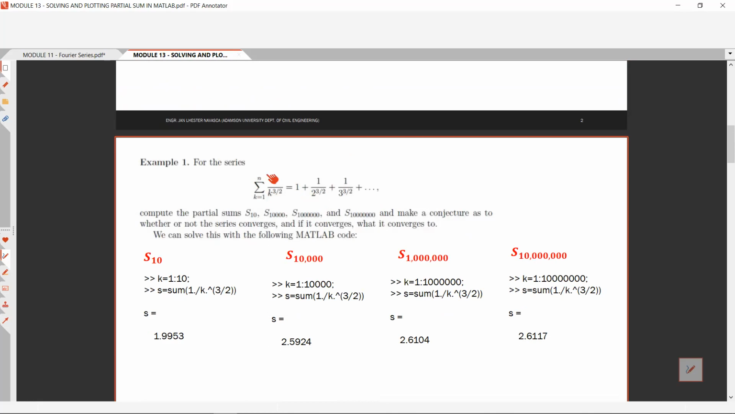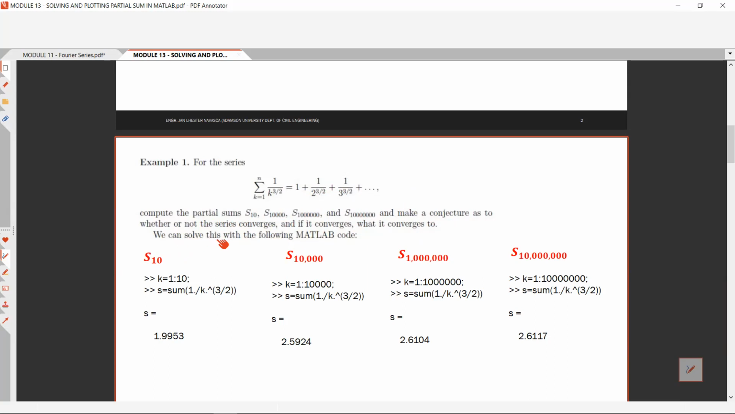Okay, so expanding our term, we have 1 over 1 raised to 3 halves. Plus, k equals 2, that is 1 over 2 raised to 3 halves. k equals 3, that is 1 over 3 raised to 3 halves, and so on and so forth. Compute the partial sums S sub 10, S sub 10,000, S sub 1 million, and S sub 10 million, and make a conjecture as to whether or not the series converges, and if it converges, what it converges to.